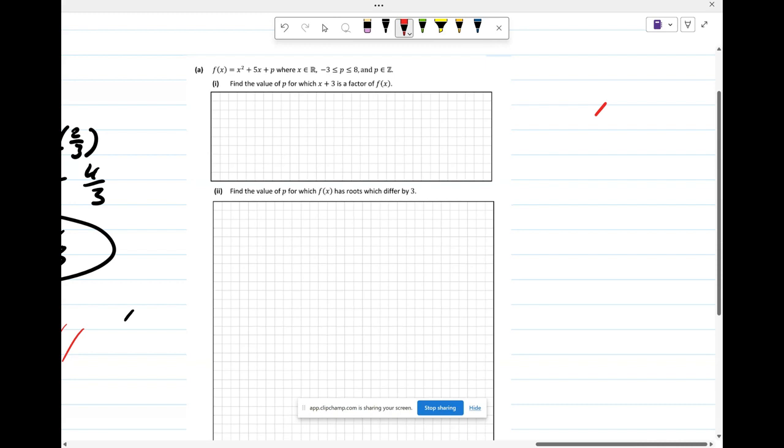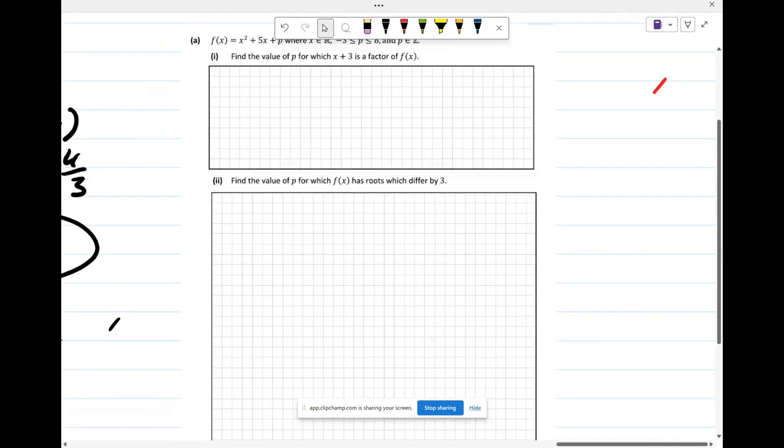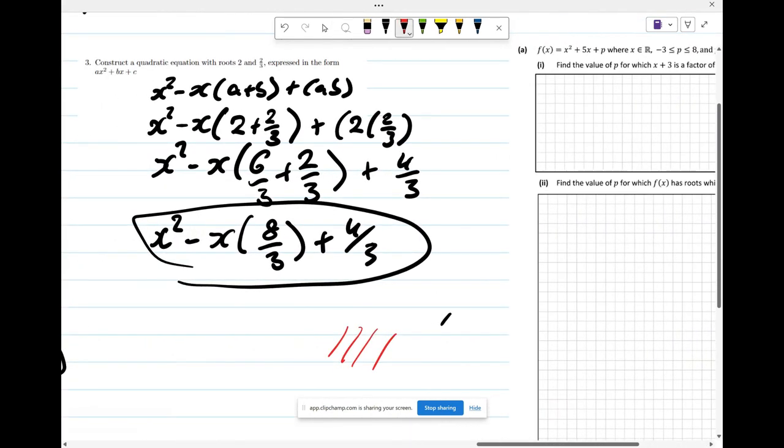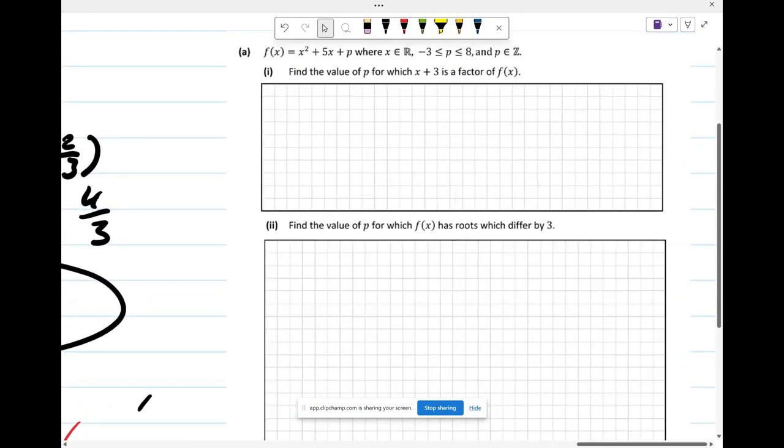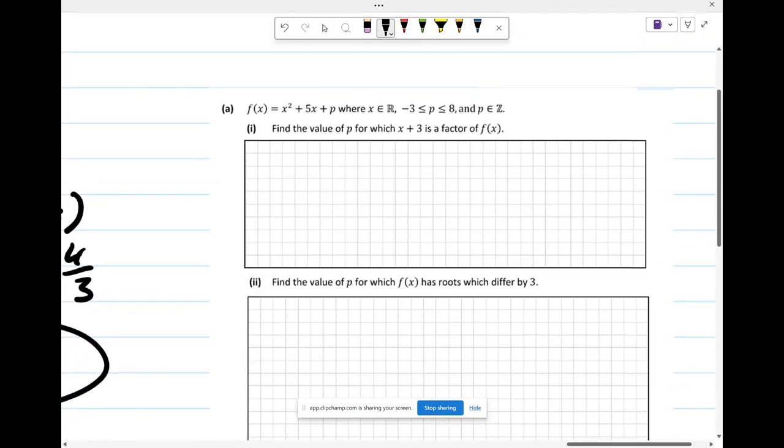So this is the exam question where I was saying it might be useful to remember what we were doing here. But let's just run through it and see where we can apply it. So x squared plus 5x plus p, where x is a real number, so that could even be 2.3789. So any kind of number, it can even be root 2. And p lies between 8 and minus 3 and is an integer.